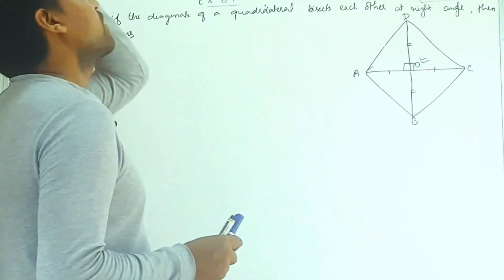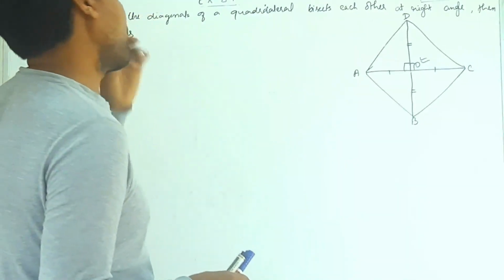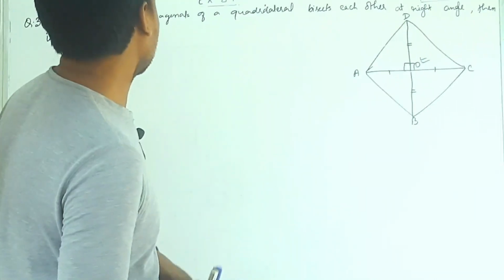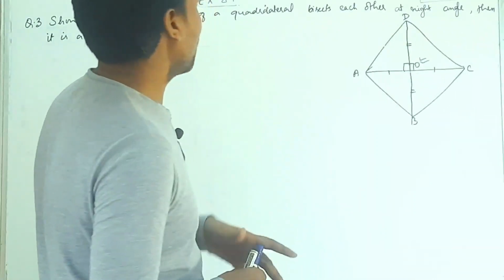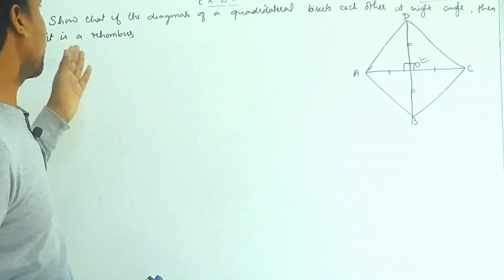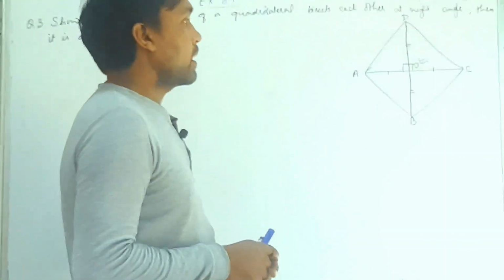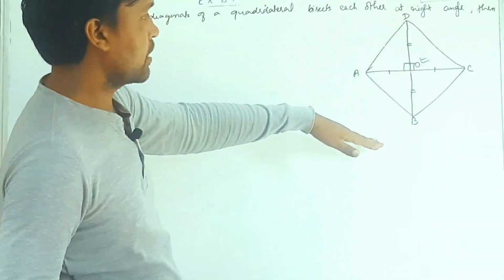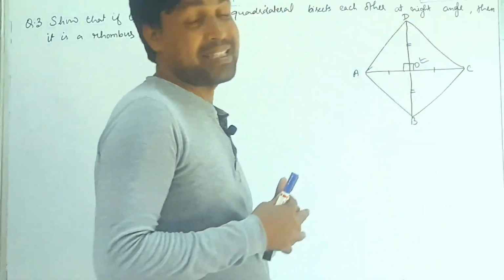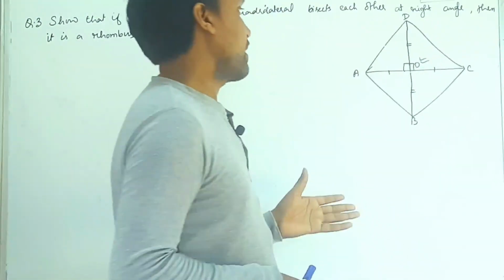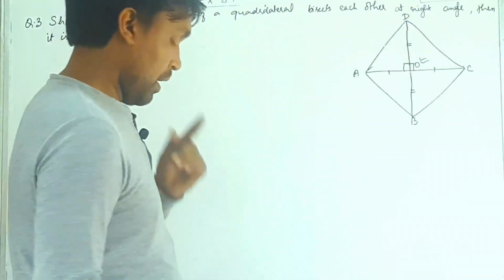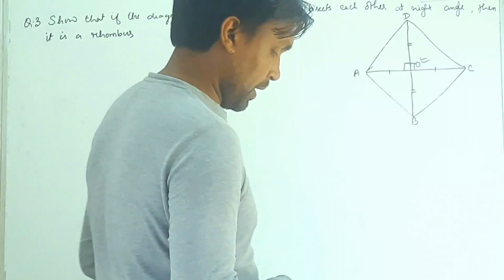Okay, now dear students, let us move on to question number 3. What does question number 3 say? Show that if the diagonals of a quadrilateral bisect each other at right angles, then it is a rhombus. So there is one quadrilateral with diagonals AC and BD bisecting each other. Since they are bisecting each other, we have to prove that this quadrilateral is a rhombus.